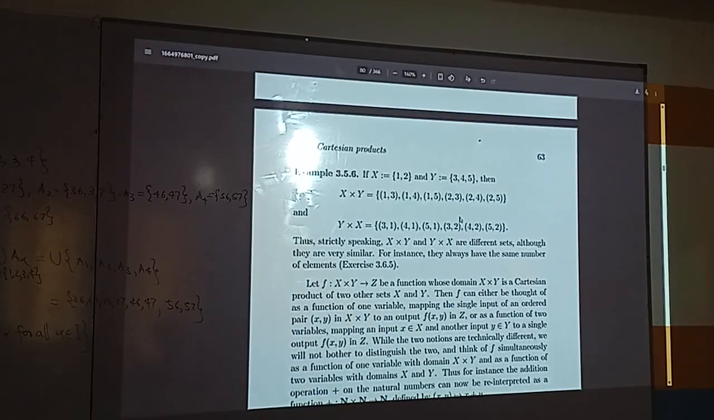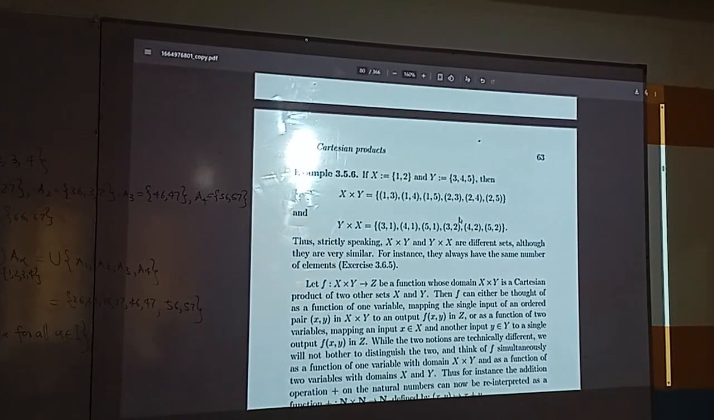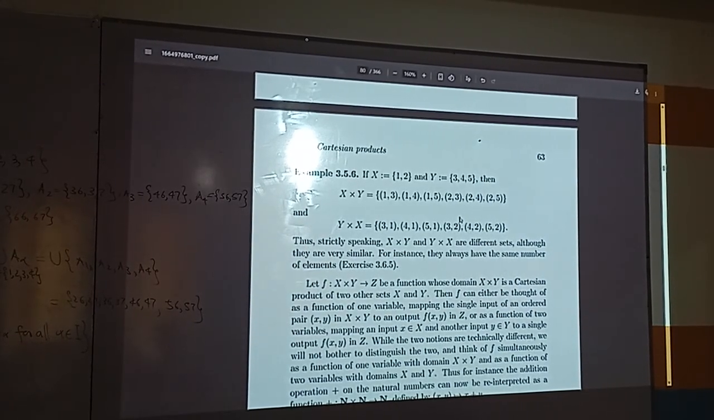And Y cross X, then you take from Y the first coordinate, 3, 4, 5, and the second coordinate comes from X, which is 1: (3, 1), (4, 1), (5, 1). Then again you take the first coordinate from Y, 3, 4, 5, and the second coordinate comes from X, which is 2: (3, 2), (4, 2), (5, 2). So you can see from here, X cross Y and Y cross X in general are different sets.